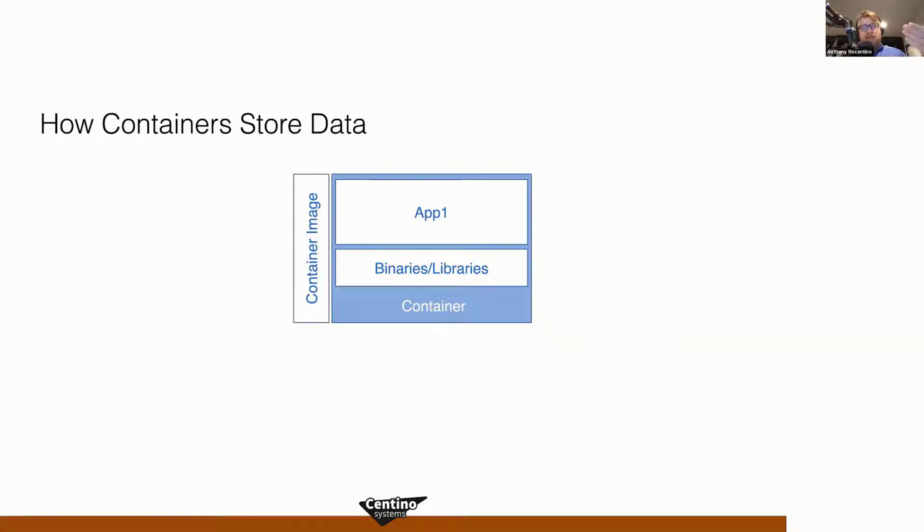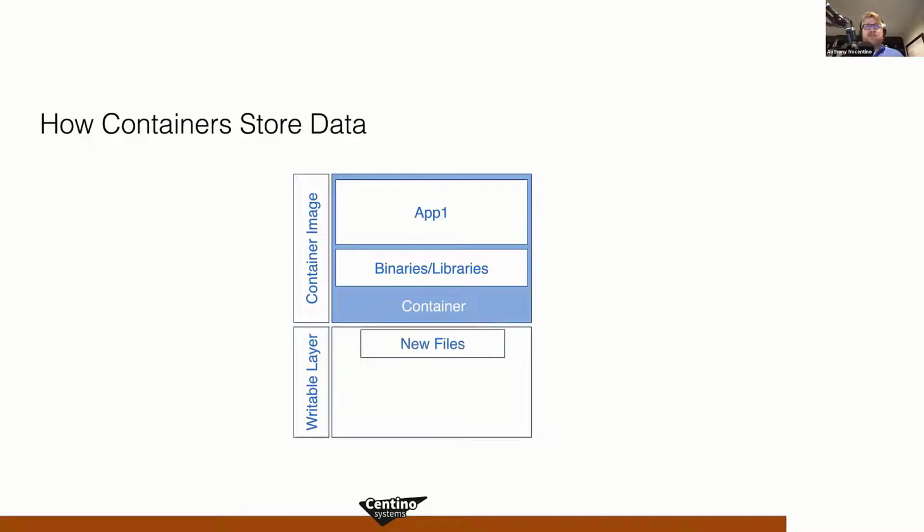When I deploy that container image and I start it up, I run it, in addition to that read-only copy of the container image, as data is changed, it's going to be written into this thing called a writable layer. So new files or any modifications will be written into this writable layer.